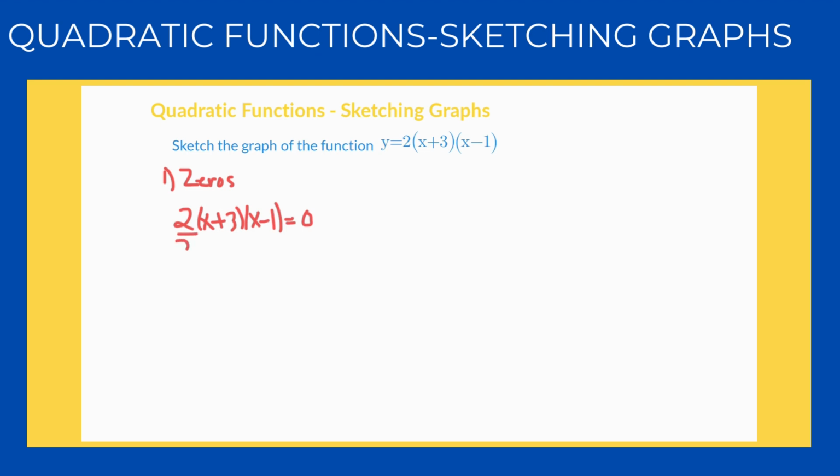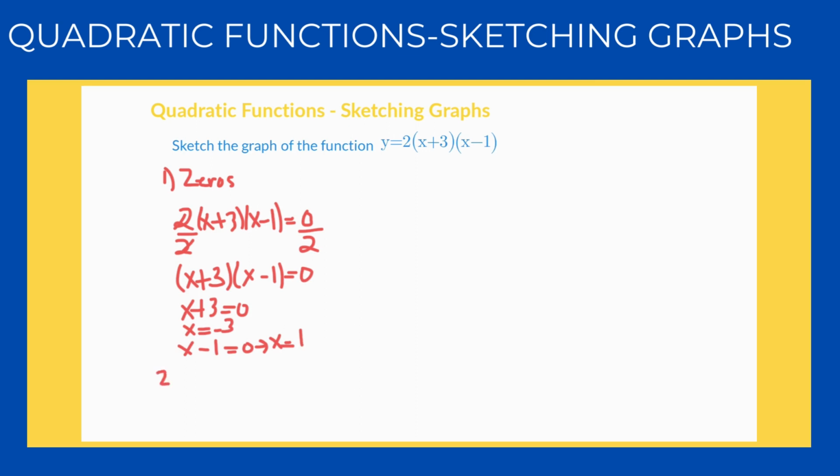I will divide by 2 and 0 by 2, so I will get (x plus 3) times (x minus 1) is 0. To find the zeros, I equate the first bracket to 0 and the second bracket to 0. So x plus 3 is equal to 0, so x is minus 3, and x minus 1 equals 0, so x is 1. So that's step number 1.